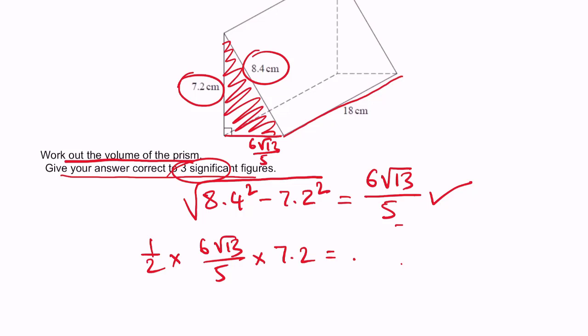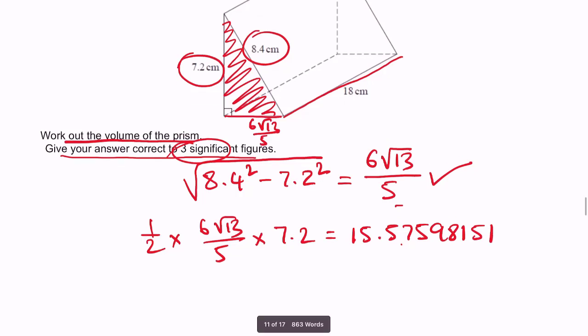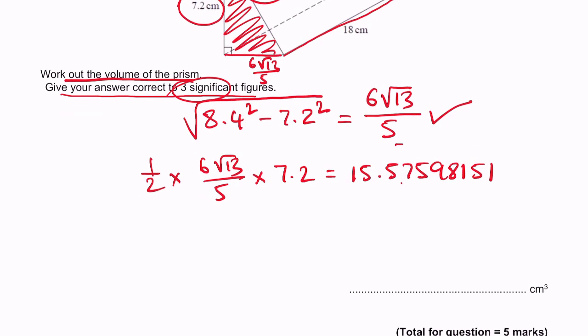0.5 times by 6 root 13 over 5. You can work with decimals if you want as well, times by 7.2 if you find that easier. So that's 15.57598151. Don't round your answer until the end of your question, otherwise you'll be ending up rounding it twice or even 3 times.